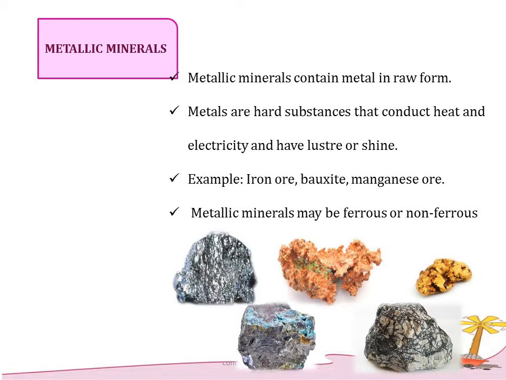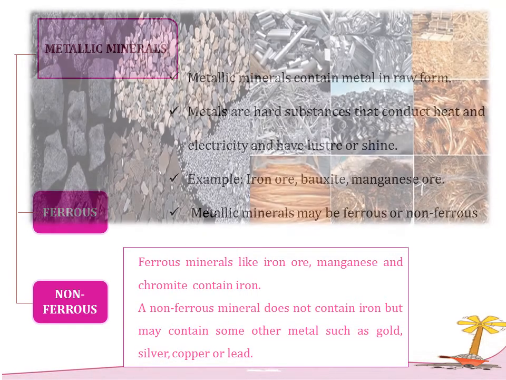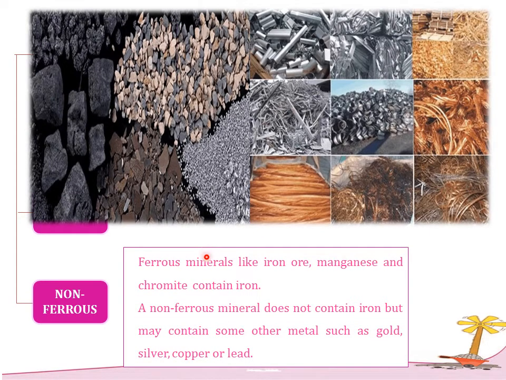Now these metallic minerals are again subdivided into ferrous minerals and non-ferrous minerals. So let's see what they are. The first one is the ferrous minerals. Ferrous minerals like iron ore, manganese and chromite contain iron. So these are ferrous minerals, and in the total production of metallic minerals, 75% is constituted by ferrous minerals.